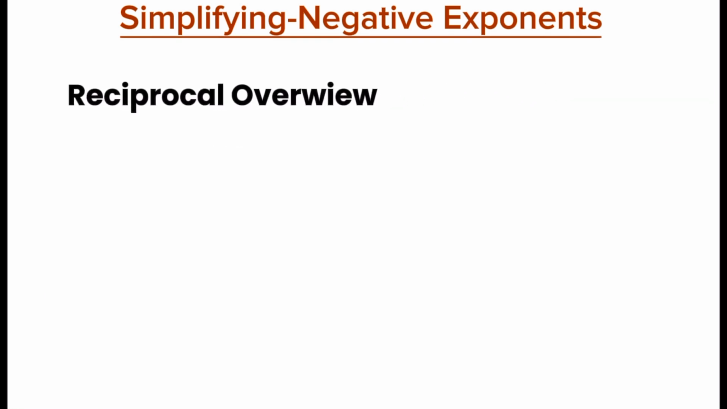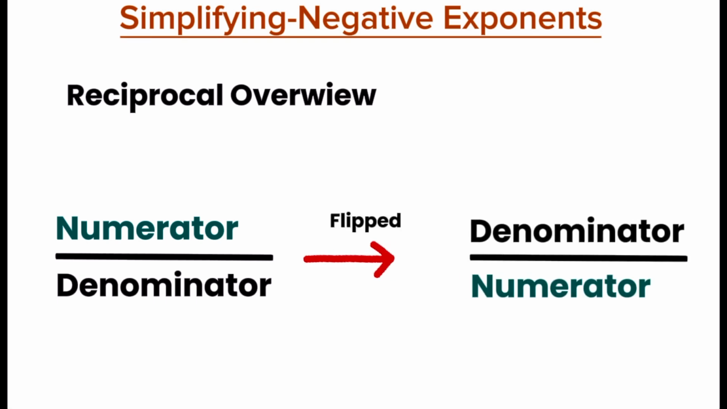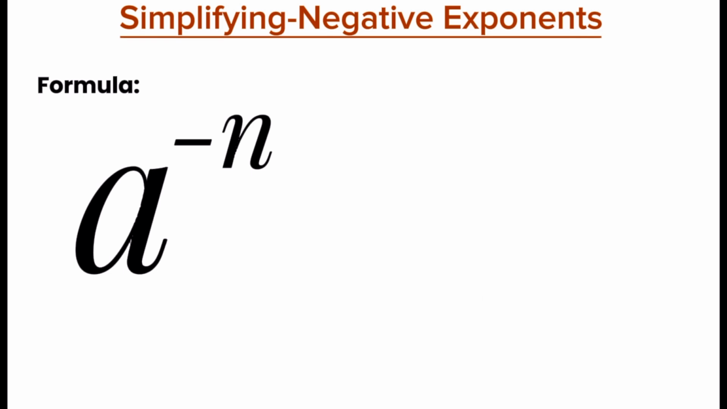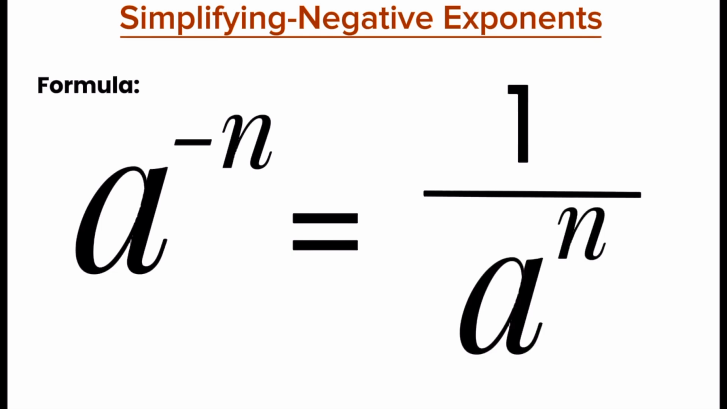Let's briefly discuss what a reciprocal or flipping means. Simply put, you have the number above the dividing line, called the numerator, and the number below the dividing line, called the denominator. To flip them means they switch places. So when it comes to a to the power of a negative exponent, the overall formula is a to the power of negative n is equal to 1 over a to the power of n. When flipped, the exponent becomes positive.